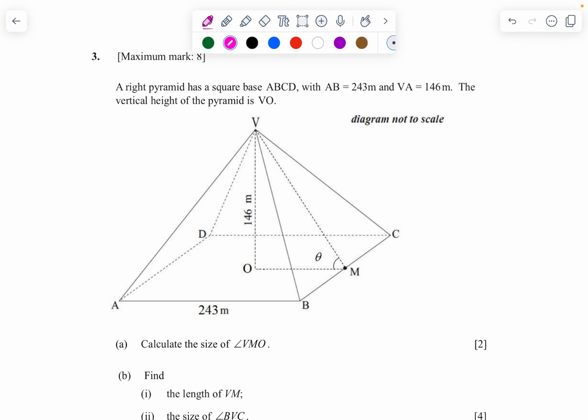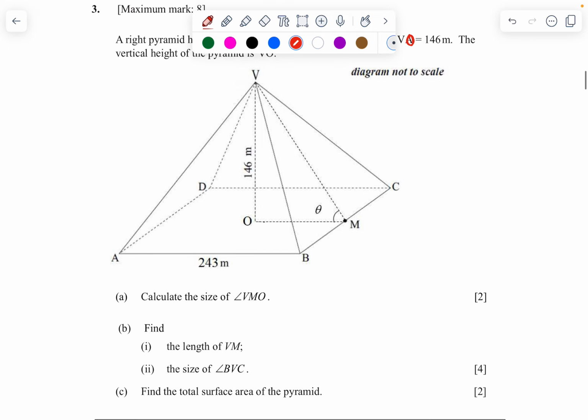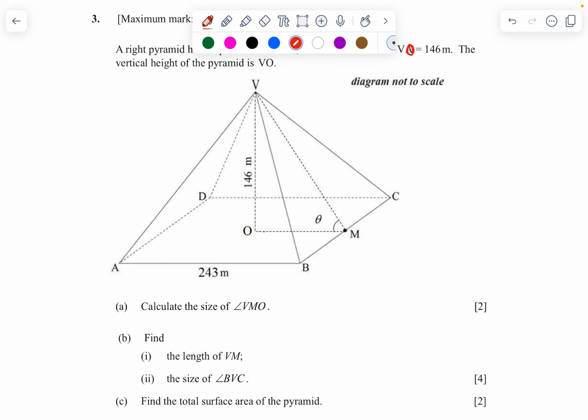Now come to question number 3. A right pyramid has a square base ABCD with AB 243, VO. This is not VA. VO is 146. The vertical height of the pyramid is VO. Calculate angle VMO. Where is VMO? This is the angle VMO. So this one will be 243 divided by 2 because it's going to be the midpoint.